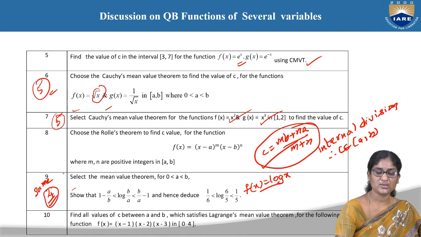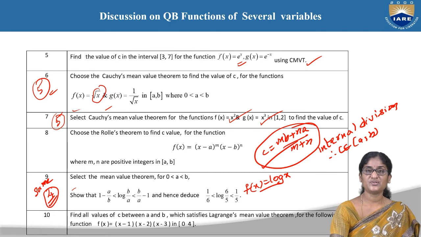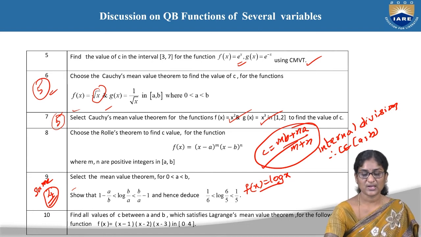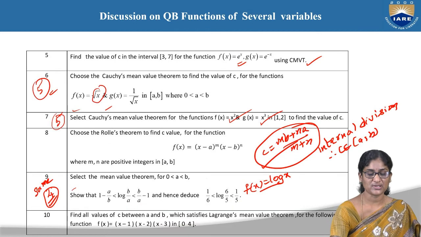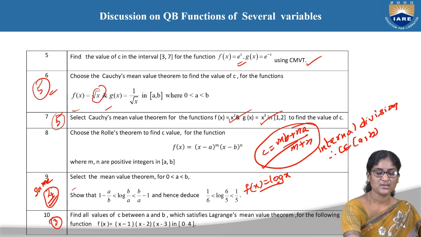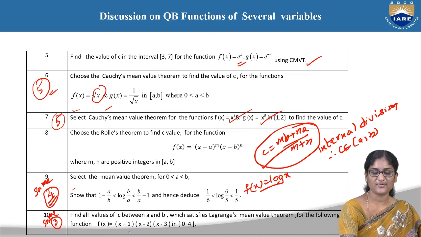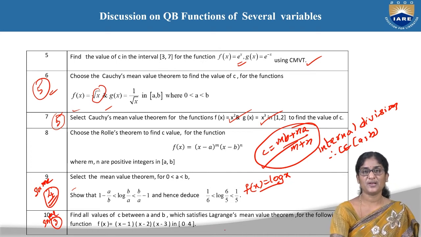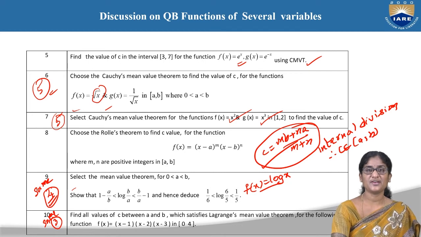Now, going to the 10th one. Find all the values of c between a and b which satisfy the Lagrange's mean value theorem for the following function. f of x is equal to (x minus 1) into (x minus 2) into (x minus 3) in the interval 0, 4. And this question is very much similar to the third question. It's a polynomial of degree 3 which is always differentiable, and the derivative never goes to infinity or an indeterminate term. So it is always a differentiable function, and we need to find the c value and show that this c value lies between 0 and 4.